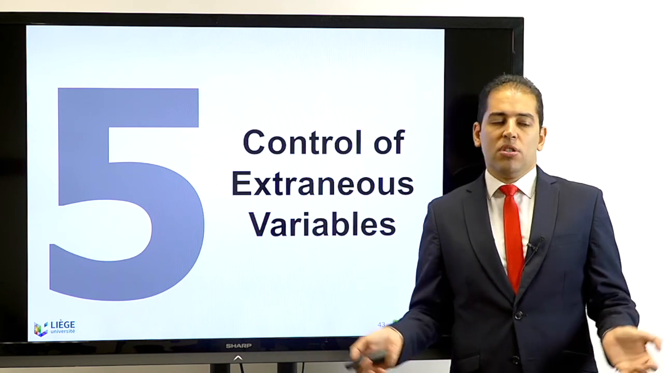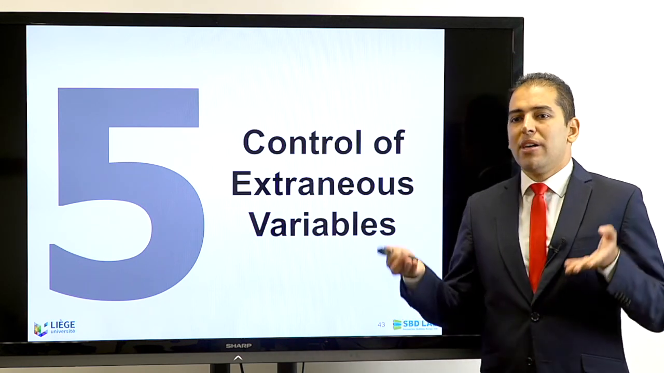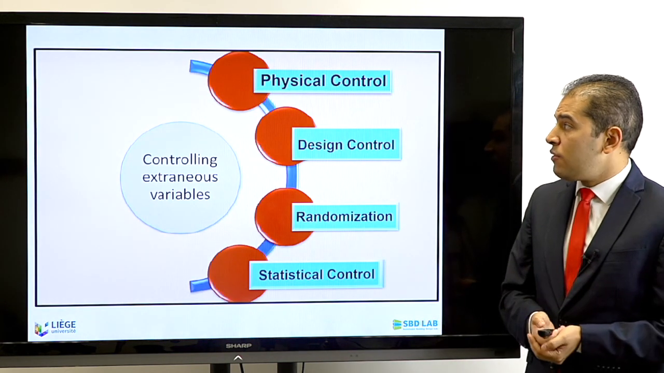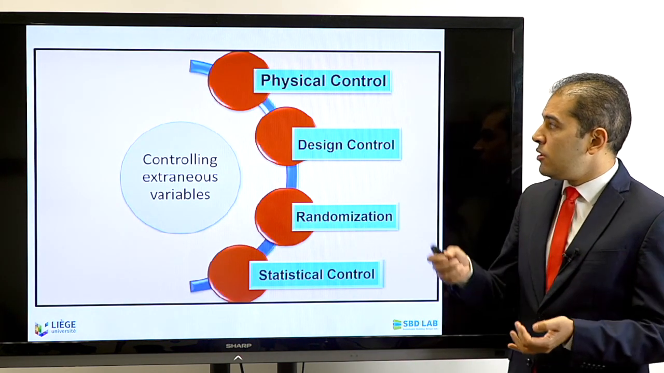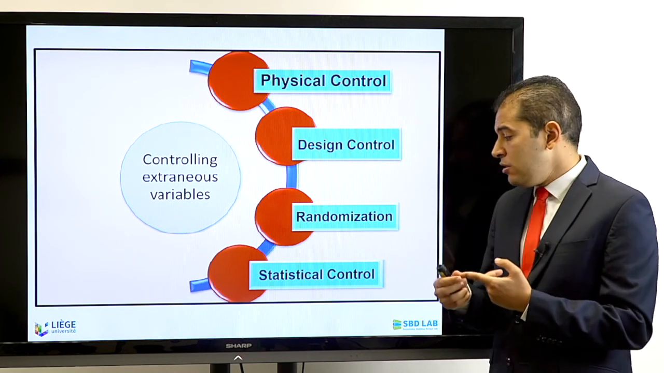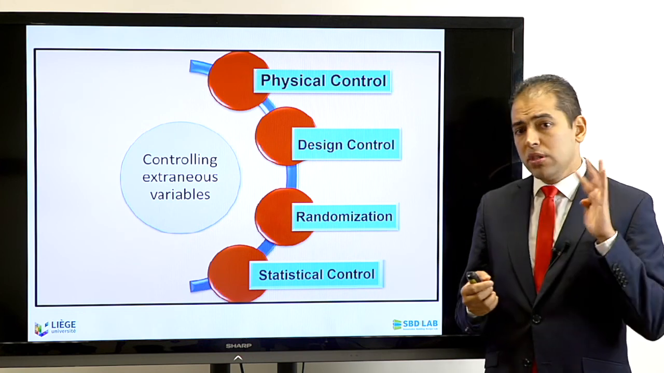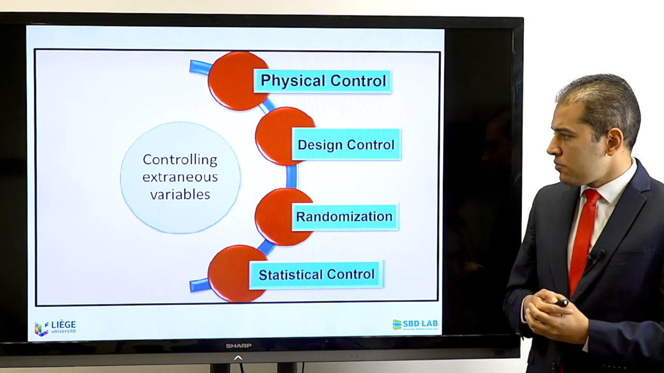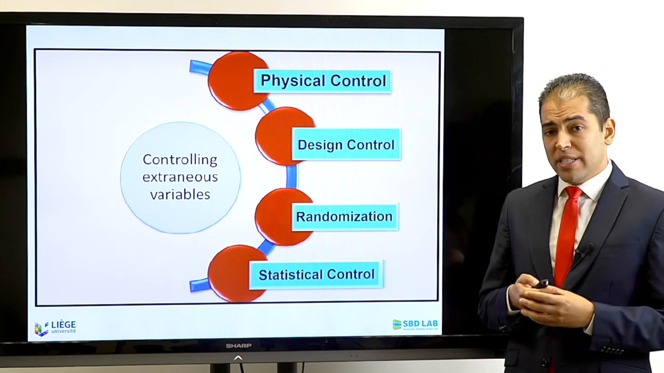Still, I want to talk about the control, because it's very important, and actually this is the advantage of experimental research, that I have a lab facility or a field where I can control the extraneous variables. Extraneous variables are very important to control, and we're talking here about physical control, design control, randomization and statistical control. Those are the 4 controls that we can apply when we talk about reducing the noise for experiments.